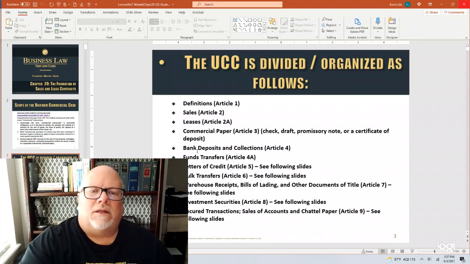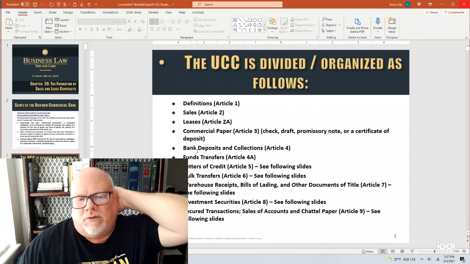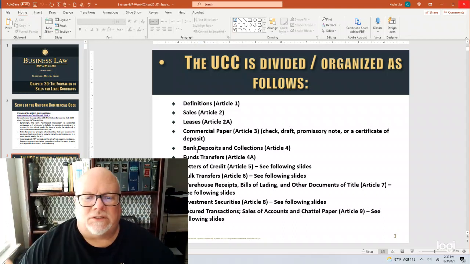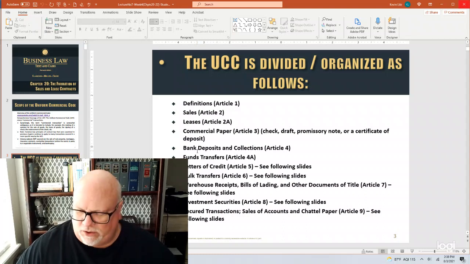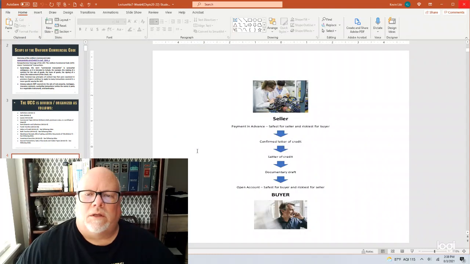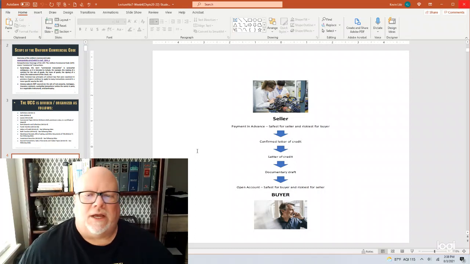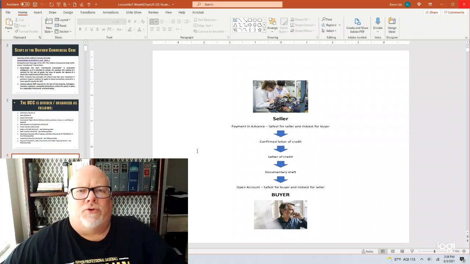All right. As you'll see on your screen now, these are the various chapters, articles, divisions of what is covered within the Uniform Commercial Code. So let's first talk about sales. Now, when you're selling to your customer, how are you sure that you're going to get paid? Well, just think about going to Target. Target usually doesn't allow you to just go in and say, hey, I'll pay you in 90 days.